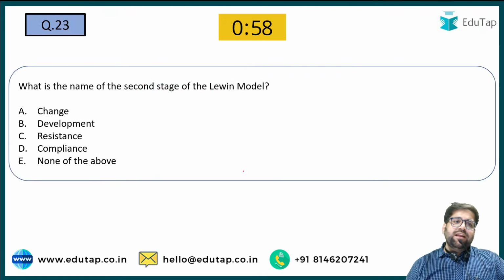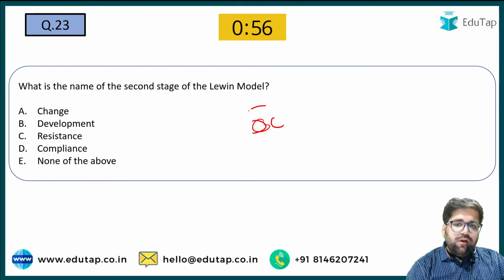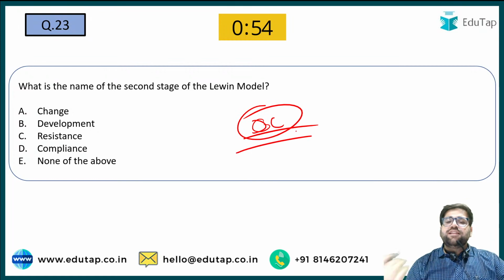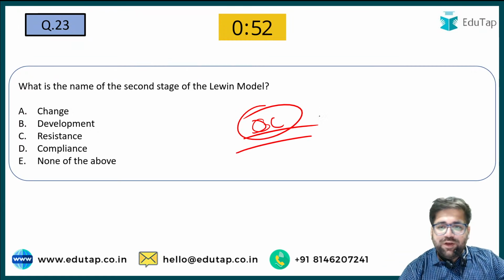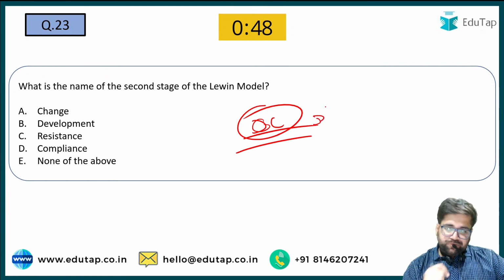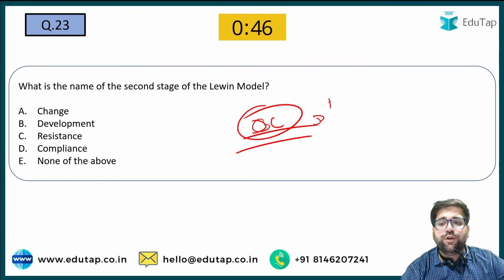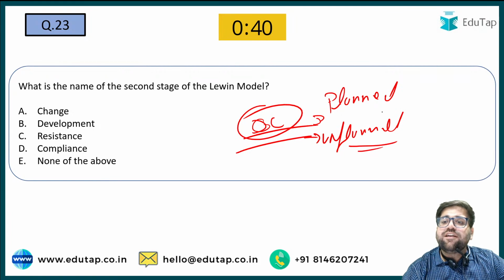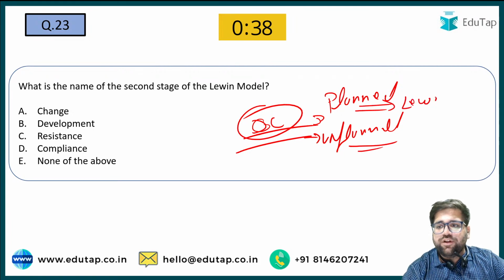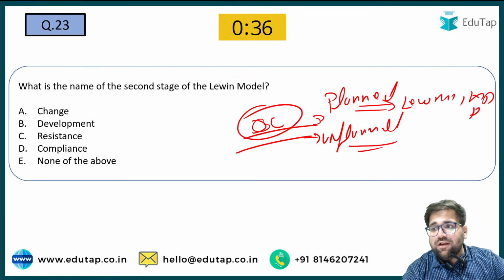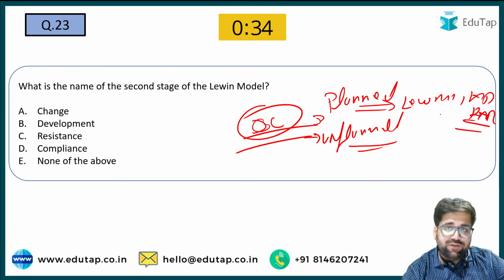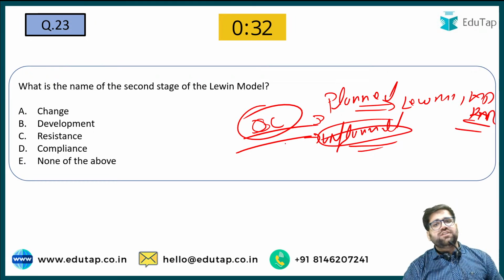Question number 23, again OC. OC, if you see, that is organizational change. It's a very sweet acronym which I have given to it. If you see, there are two theories. First is planned, and the second one is unplanned. Under planned, you will see there are different theories, like you have the Lewin change model, you have the ADKAR model, which is also very world famous. Under unplanned, you will also see different theories.